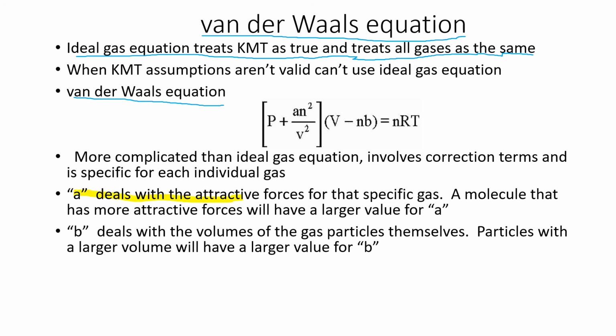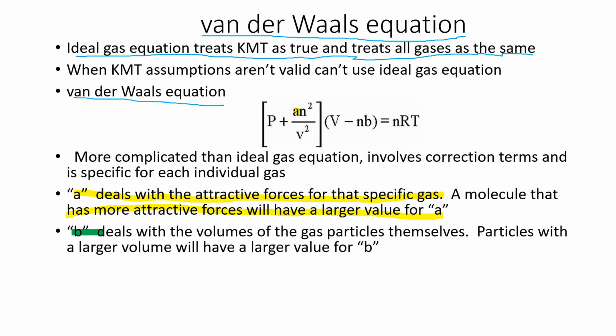a deals with the attractive forces for a specific gas. A molecule that has more attractive forces will have a larger value of a. So that's what the a is representing. It's specific for a gas. Nitrogen gas is going to have a different a value than carbon dioxide gas, which will have a different a value than oxygen gas, which will have a different a value than neon gas. Everything's specific for that because we're taking into account those attractive forces.